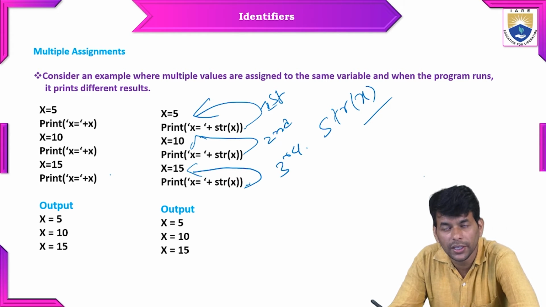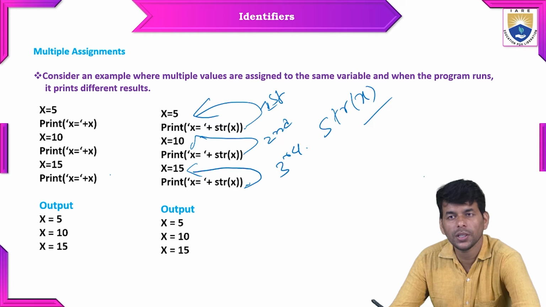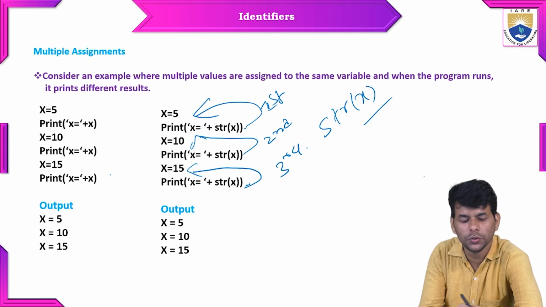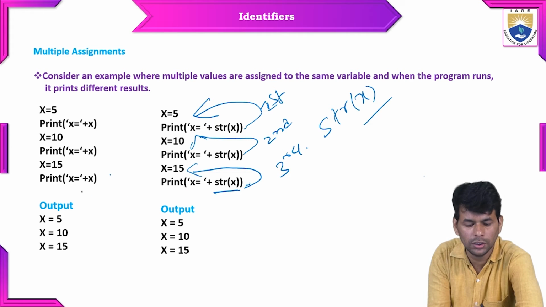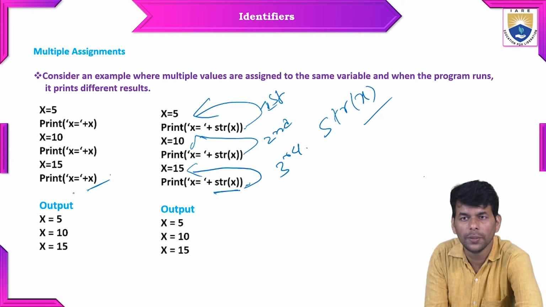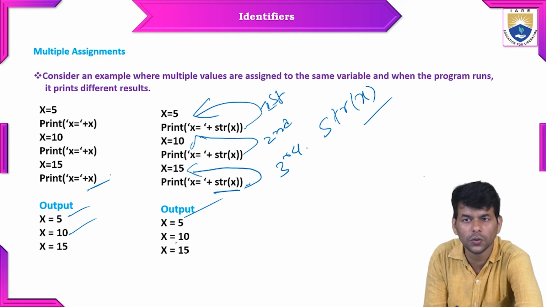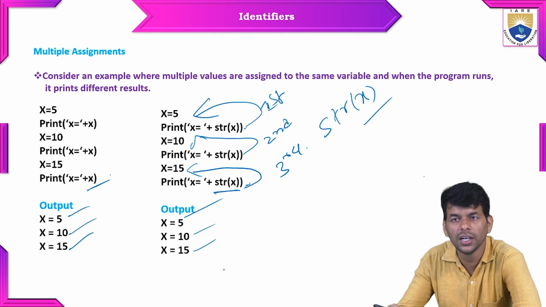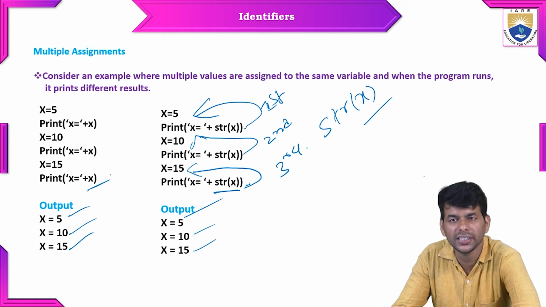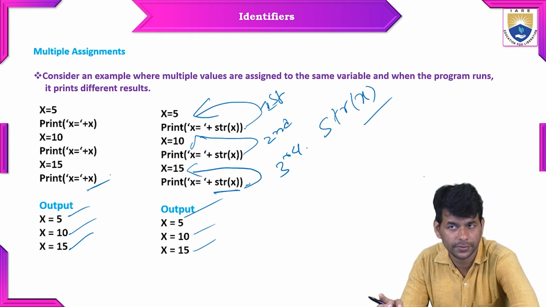Like this, we can work with multiple assignments. You can observe that whether you use string of X here or not, in your program the values remain the same: X equal to 5, X equal to 10, X equal to 15. So these are multiple assignments at a single time to a single variable. This is about multiple assignments in identifiers.